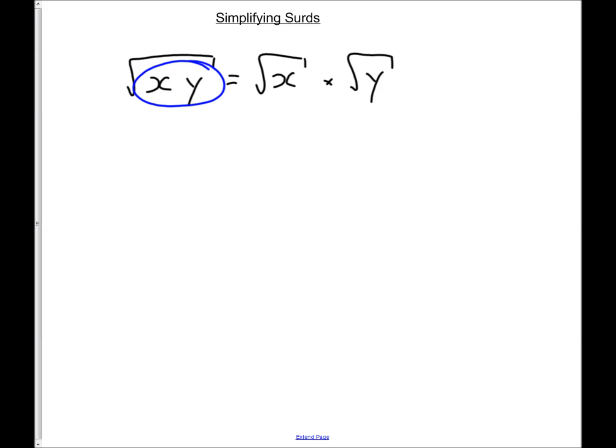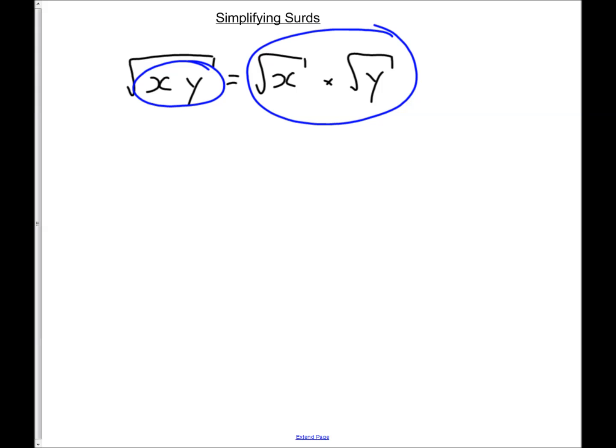So what we need to know for simplifying surds is if I'm multiplying or dividing within a surd, within a square root, I can split it up. So for example, if I had the square root of x times y, I could write that as the square root of x times by the square root of y. So I'm multiplying inside my surd, but then I can split it up into two separate surds multiplied together.